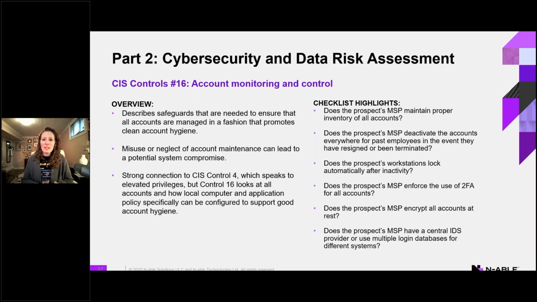And this also looks at whether the incumbent MSP, whoever they're using today, also enforces the use of MFA, two-factor, on the accounts, because that is another simple but effective control that should be implemented to protect prospects' organizations from unauthorized network access attempts, and to make network access attempts by unauthorized users as difficult as possible.